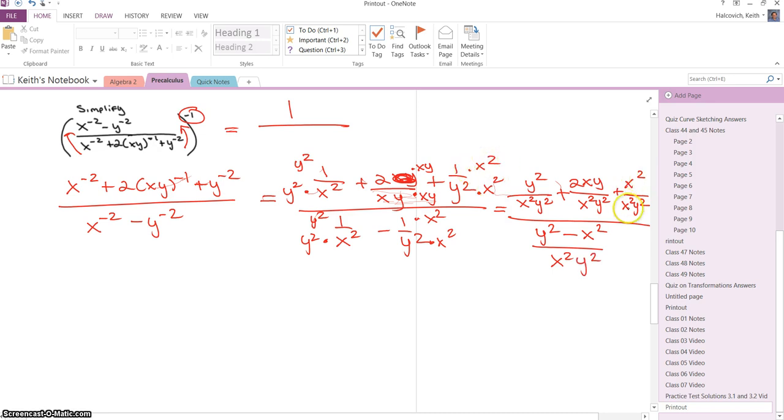All right, so then you combine that into one fraction. So you get y squared plus 2xy plus x squared over x squared, y squared. And then when you divide, you're going to flip this. So it's going to be x squared, y squared over y squared minus x squared. Then you have to factor.